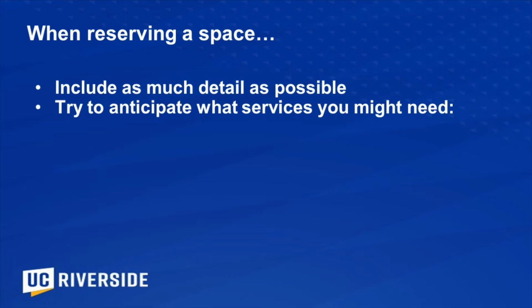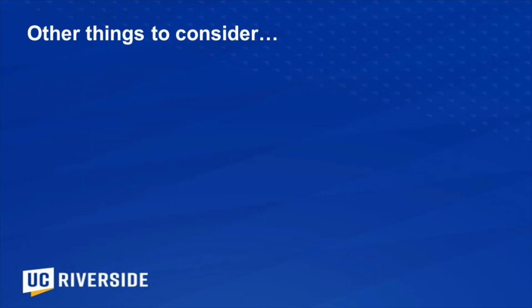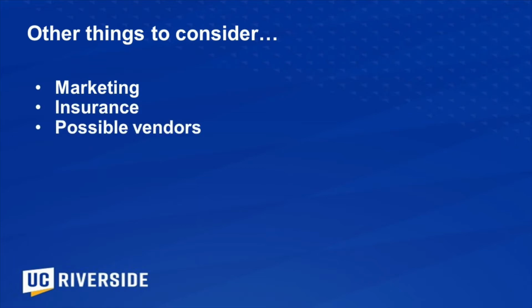This might mean discovering that they'll need tables for checking into their event, security if a lot of people are expected, sound systems, stages to be built, and more. If the student org decides to have their event off campus, make sure they have properly weighed the pros and cons of choosing an off-campus site. With either the on-campus site or the off-campus site, there are things to consider, such as marketing. Is there a need for insurance? And the availability of possible vendors for services.